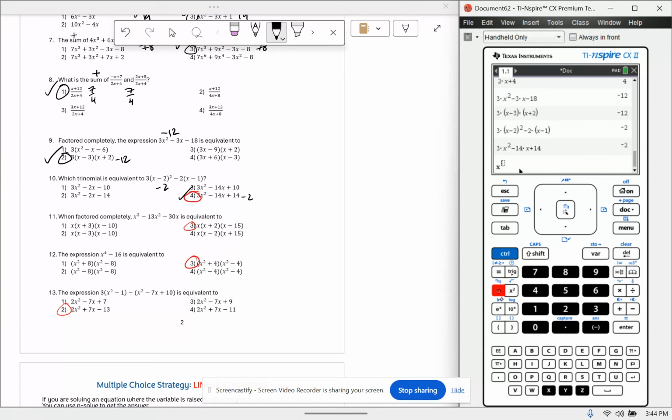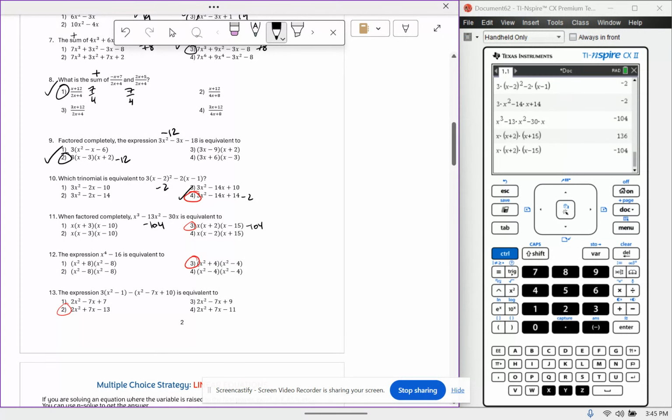Okay, let's try 11. When factored completely, x to the third minus 13x squared minus 30x is equivalent to negative 104, which is, let's test answer choice 3. What? Oh, it's supposed to be minus. See, isn't that great? Now you know when you're wrong because you're like, oh, those don't match up. There we go. Negative 104. I entered the sign in wrong.